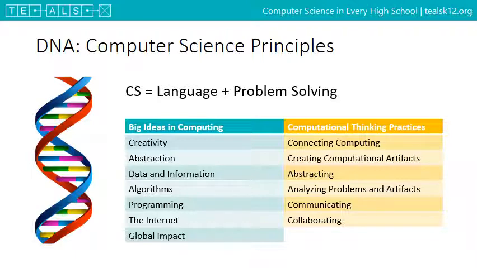But we certainly have a focus on creativity, abstraction, data and information, algorithms, and programming, less so on the internet and global impact. We absolutely want to connect computing to other areas, other subjects, which we do through our culture days. We certainly create computational artifacts in Snap. We're certainly doing a lot of abstracting, analyzing problems, communicating, and even a little bit of collaborating. So that's the bones of this course and why this course is taught the way it is.